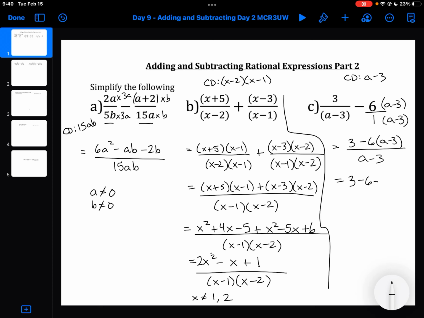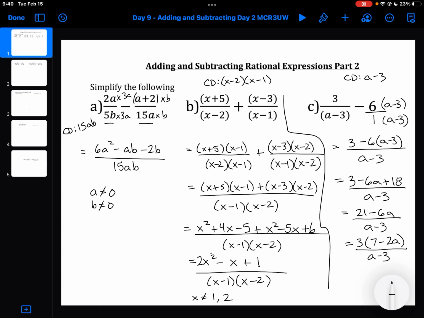So 3 minus 6a plus 18 all over a minus 3, which is going to give me 21 minus 6a over a minus 3, which I can common factor on the top. So I can common factor out a 3, gives me 7 minus 2a all over a minus 3.